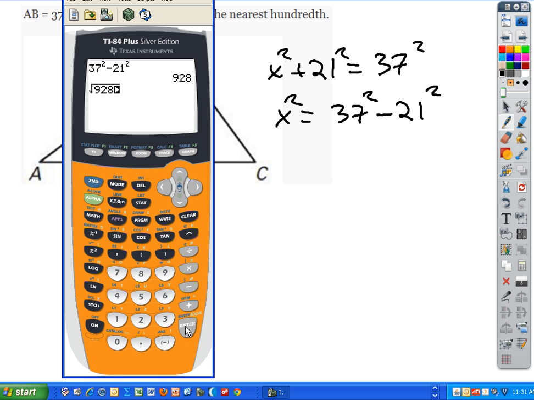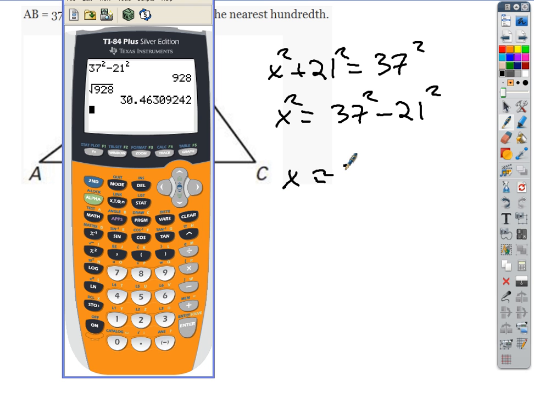So I get, I thought that would have worked out. It's not. So we get 30.46. And they want us to round to the nearest hundredth, so we just rounded 2 places. That's it, 30.46. Okay, questions? Make sense?